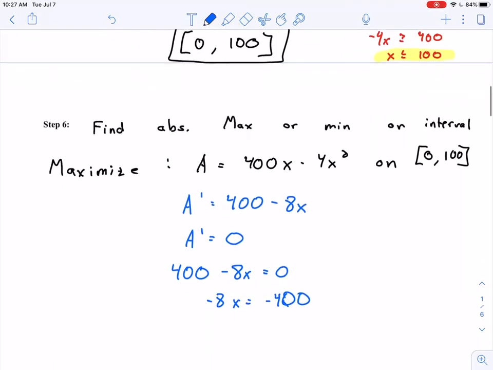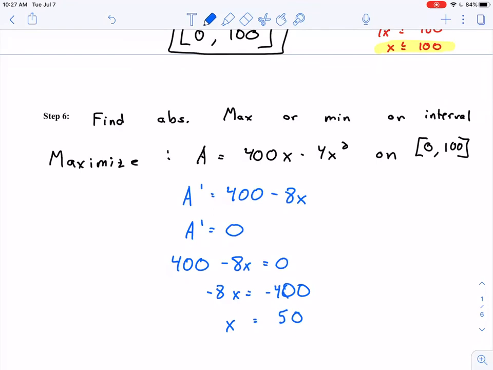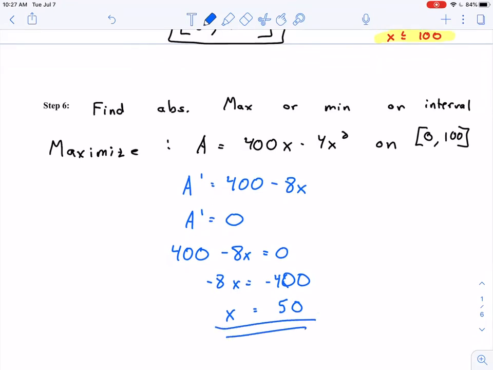So that means that x is equal to positive 50. So here's my critical point. I would like to test this critical point that I just found along with the two endpoints of my interval. I will plug those into my area function, into this area function right here, and then pick the absolute maximum because we want to maximize this function.